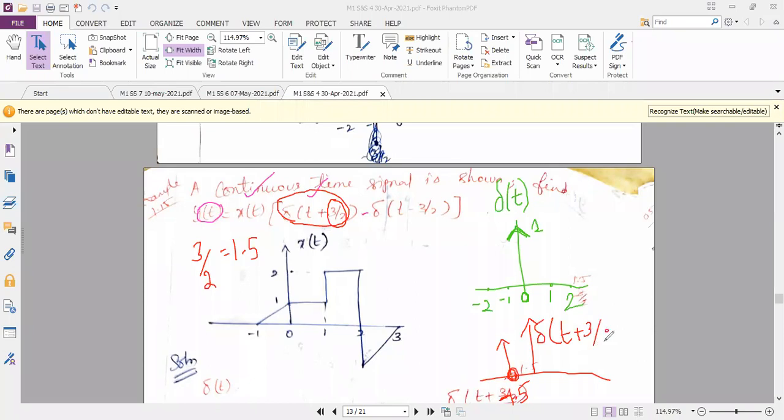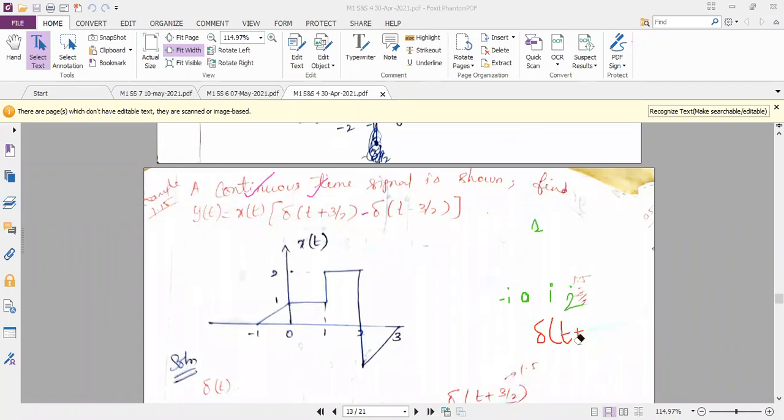Similarly, I want you to tell me how we have to draw the diagram for delta of t minus 3 by 2. So I will just show my screen. Delta of t minus 3 by 2. You all know very well. Towards the positive side, your delta of t diagram, you have to shift it. So when you do the shifting, you can see here.